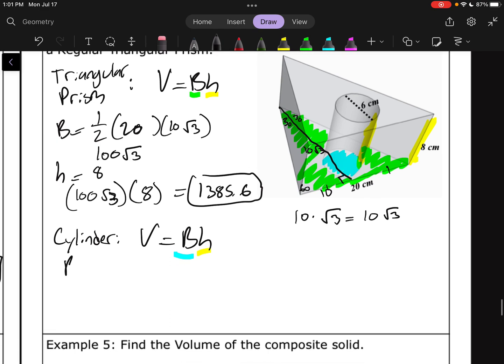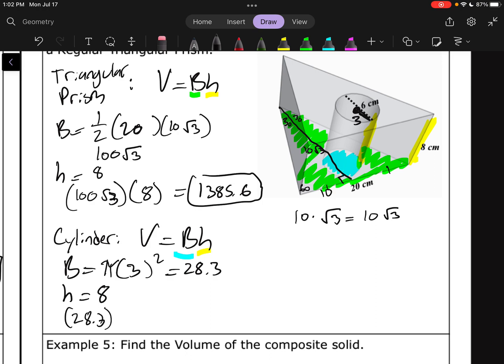Now to find the area of a circle, we don't need to do 1/2 base times height. We need to do pi r squared. Our radius should be 3 since they gave us the diameter. So pi times 3 squared is 28.3. The height is still 8. So we'll do 28.3 times 8, and get 226.4.